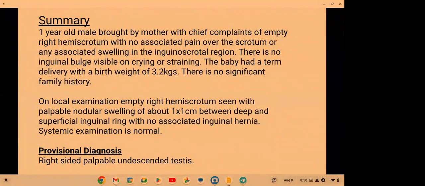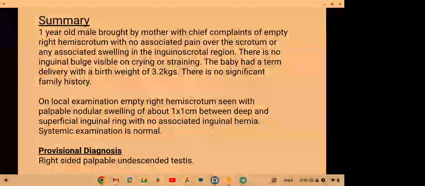After orchidopexy, as early as 1 year old, the development of malignancy is far less than if it was intra-abdominal. Suppose this testis was not palpable at all, it was an impalpable right-sided testis. So what will be your approach? You said diagnostic laparoscopy. So can you elaborate on your port insertions? Where will be your port?